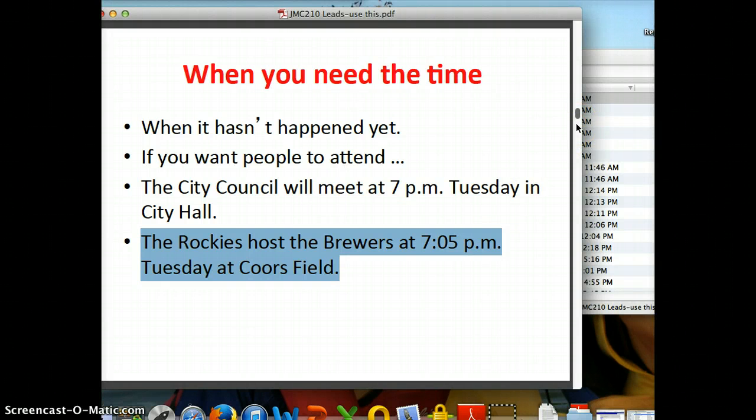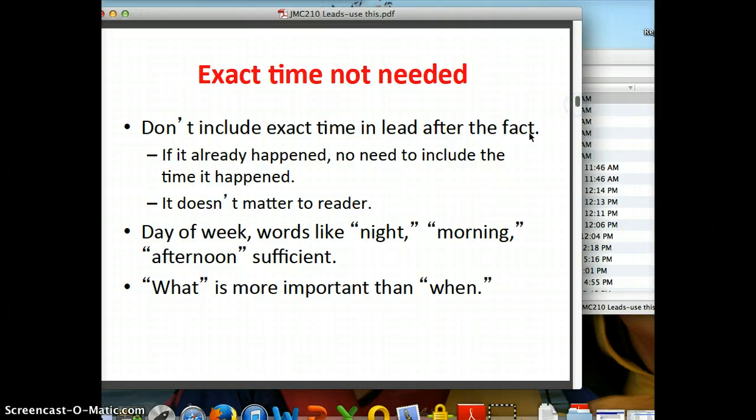Now, just because you don't have the exact time in the lead doesn't mean you might not have the exact time in the story somewhere. So just remember that. For instance, if a car crash happened, you wouldn't put the time of the crash in the lead, but you would put it in the story somewhere. But in the story about the football game, you wouldn't put what time the game started, unless it started late for some reason because it was delayed by rain or lightning.